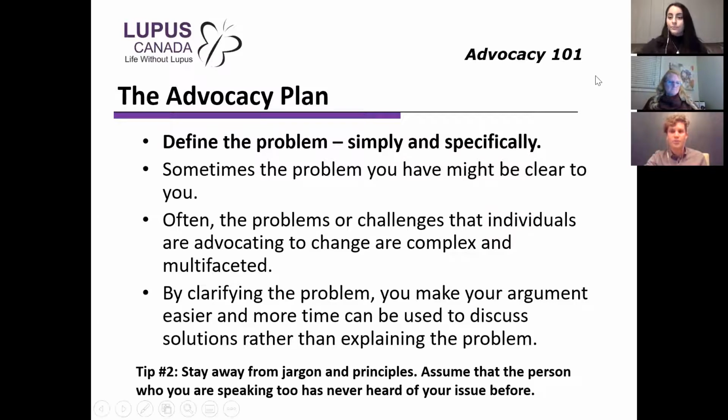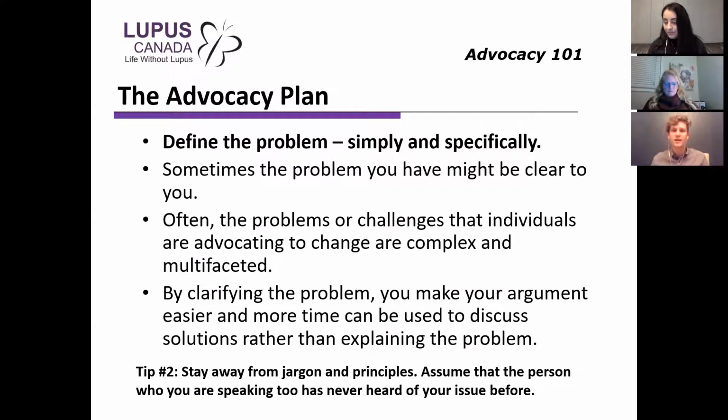Why are we defining our problem? We think, of course, we understand an issue. That's because we're living it. But that may not be the case for the individual or the group or the system that you're going to bring that issue up with. So often the problems or challenges that we're advocating for could be complex. They could be very multifaceted. But by taking away all of the complexity and making sure that your argument is easier to understand, more time can actually be used to discuss solutions rather than explaining the problem.